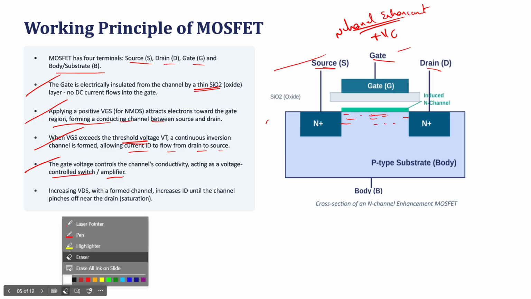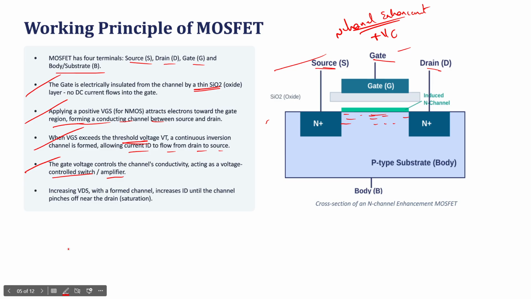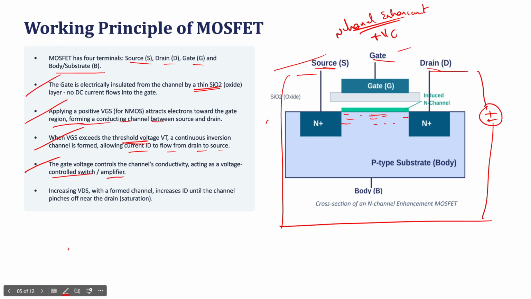Okay, what will happen? Increasing VDS, which is the voltage between the source and the drain. We have to apply some voltage, which forms a channel and increases ID until the channel pinches off near the drain. So what will happen if you increase the VDS voltage?